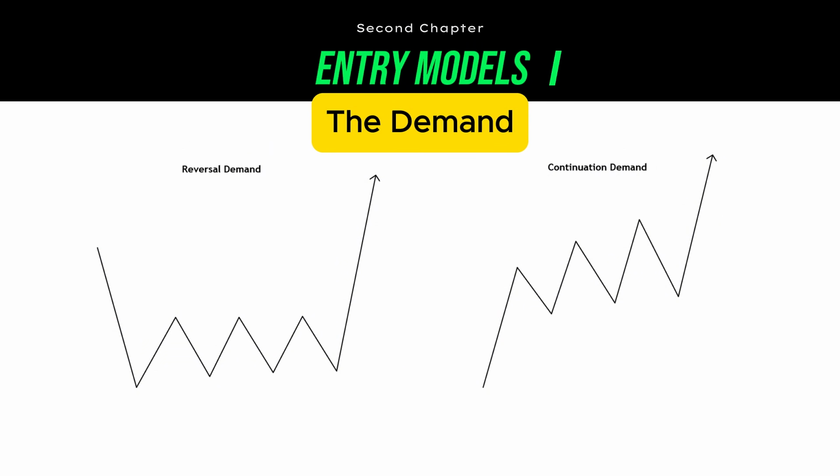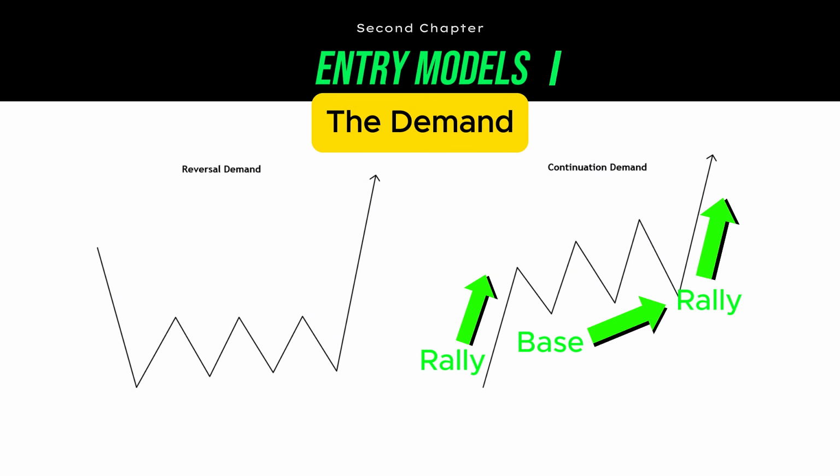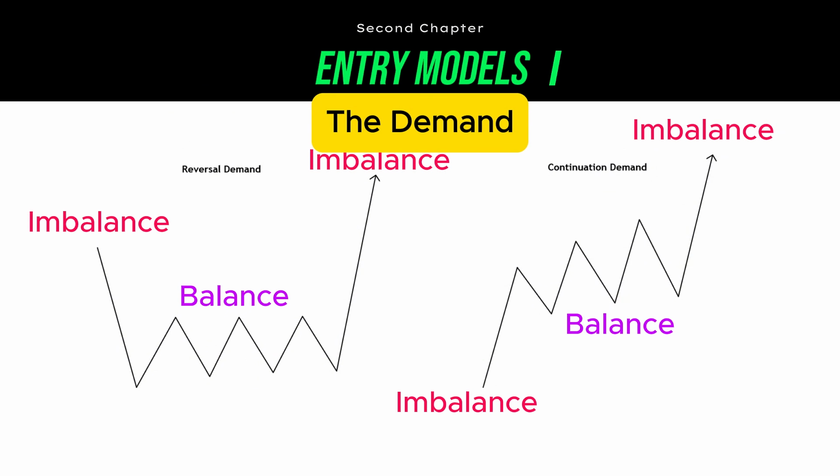Then the second type of demand is the continuation. The continuation is seen by a significant upside movement, then a slow upside movement, and another significant upside movement. This market movement is named a rally, base, rally. So you should be able to notice how the market is balanced, then it breaks the balance and becomes an imbalanced or inefficient market, and the market looks to rebalance itself.